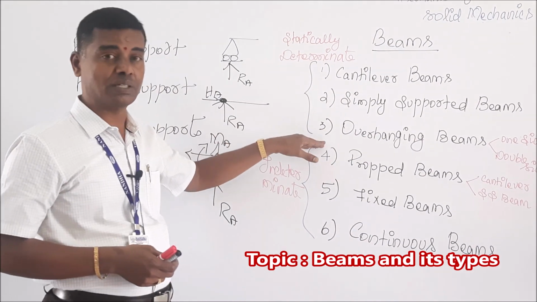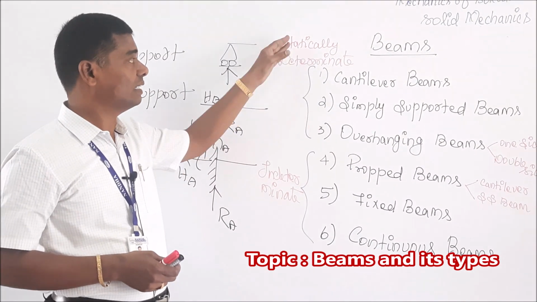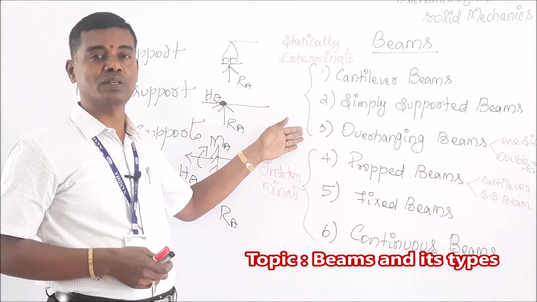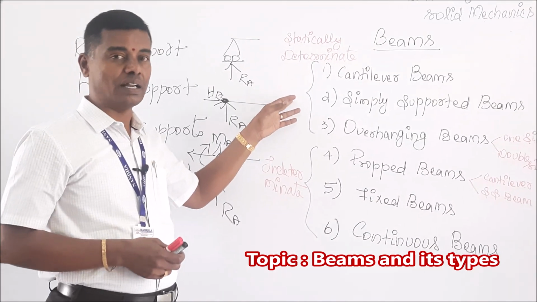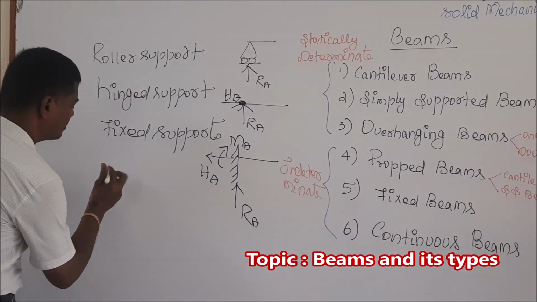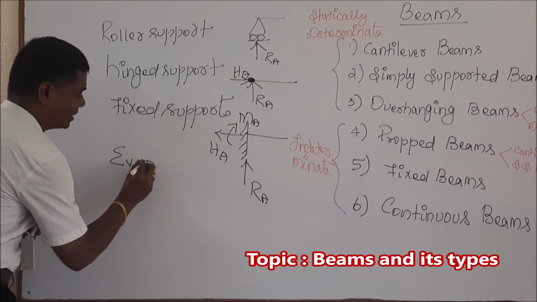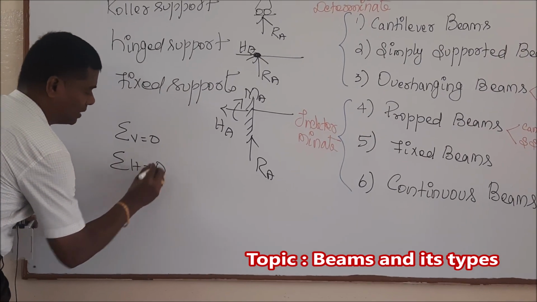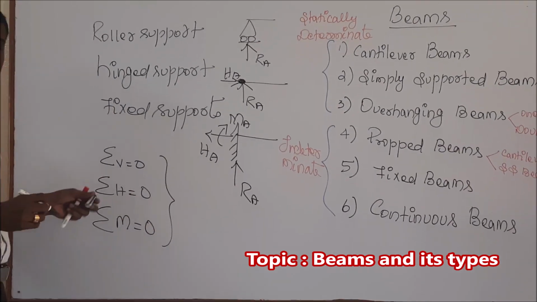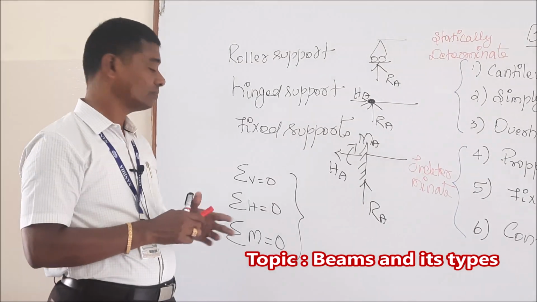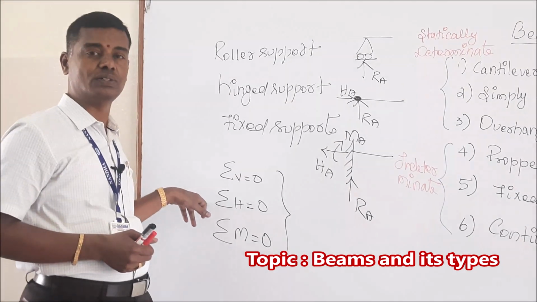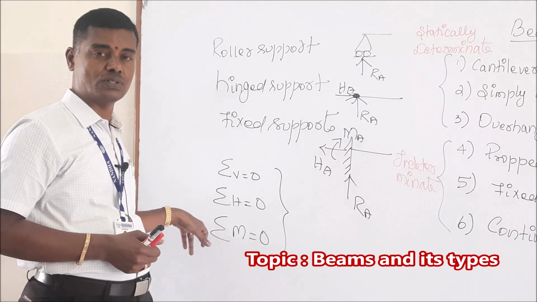So these 3 types of beams are under the category of statically determinate beams, because these 3 types of beams have 3 unknowns. If the beams have only 3 unknowns, we can solve them with sigma V equal to 0, sigma H equal to 0 and sigma M equal to 0. You know that these 3 equilibrium equations are: sum of all vertical forces equal to 0, sum of all horizontal forces equal to 0, and sum of all moments equal to 0.